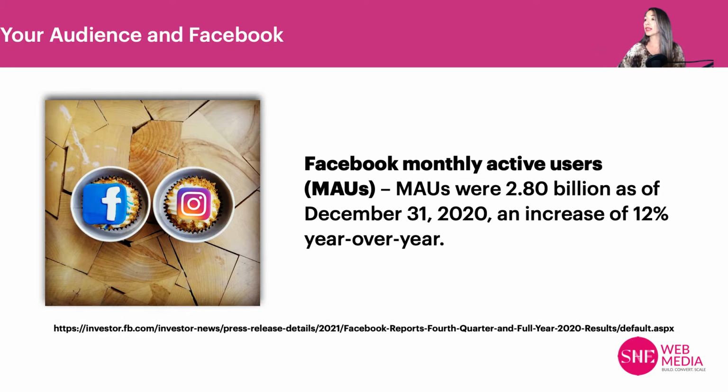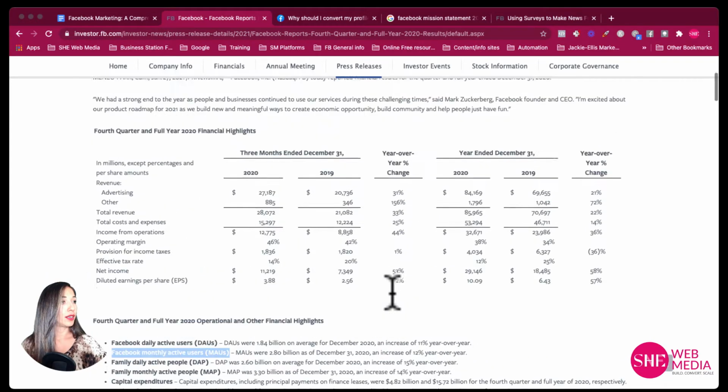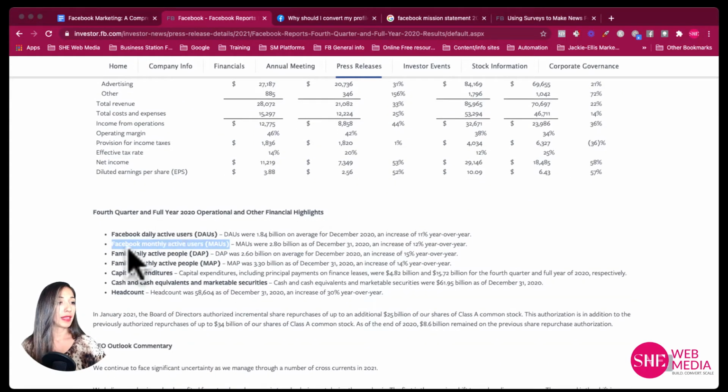So they've actually come up in their report, I'm going to show you. You can see it. In here, if you look down here, they released this on the 27th of January, and they talked about the Facebook monthly active users being 2.8 billion as of December 31st, which was an increase of 12%.